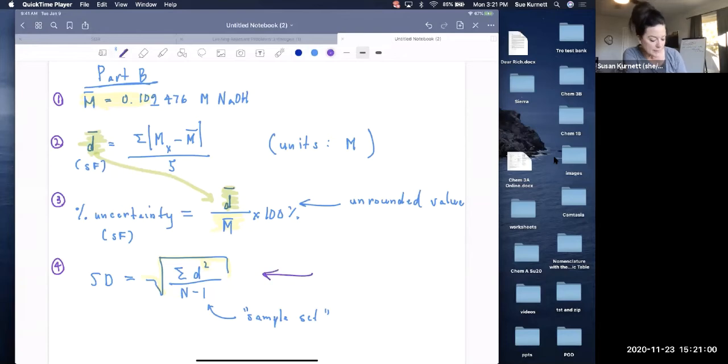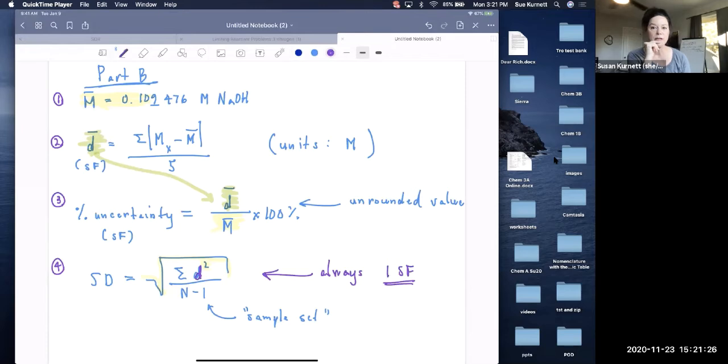Sorry? For step 4, the D, is that going to be the same one we found in step 2? It is. Well, okay, yes, it is, but then you're going to square them. Same D's though. Okay. And the deviation is just how far does this deviate from the average? Is it higher than the average or is it lower than the average?